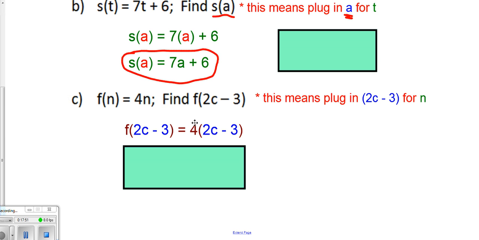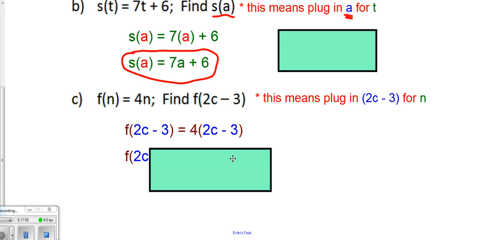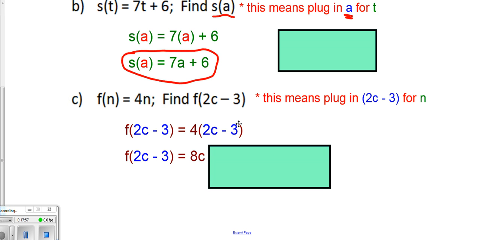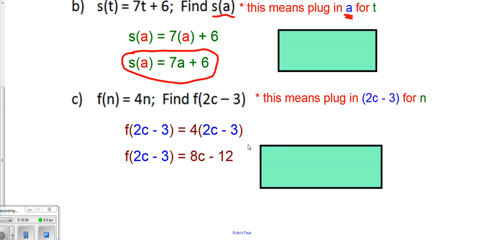Well, that means we have to use our distributive property. We have to do 4 times 2c. That would give us 8c. Then we have to do 4 times negative 3. That would become minus 12. And again, 8c minus 12, we can't simplify it any further because they haven't told us what c equals. So again, this is our final answer. We're just plugging this piece here in for n and simplifying it as much as we can.